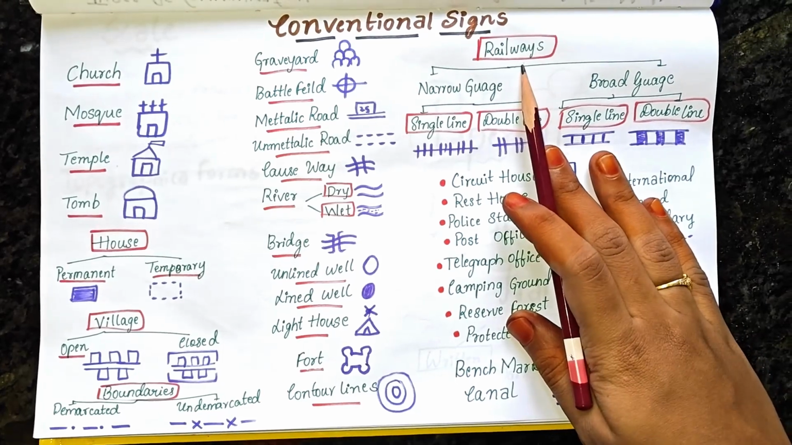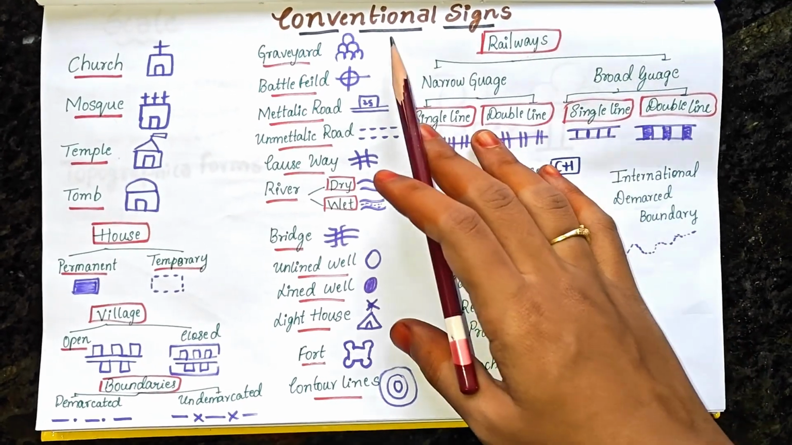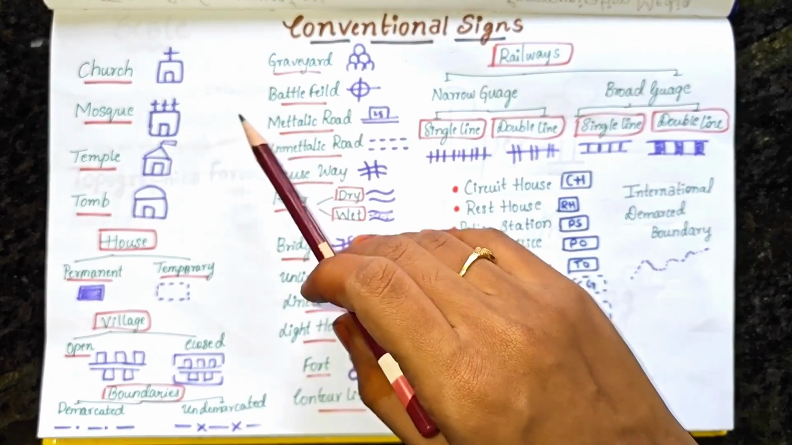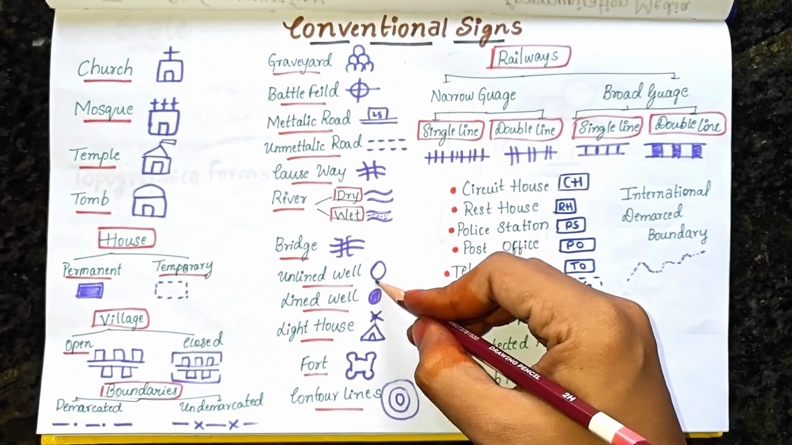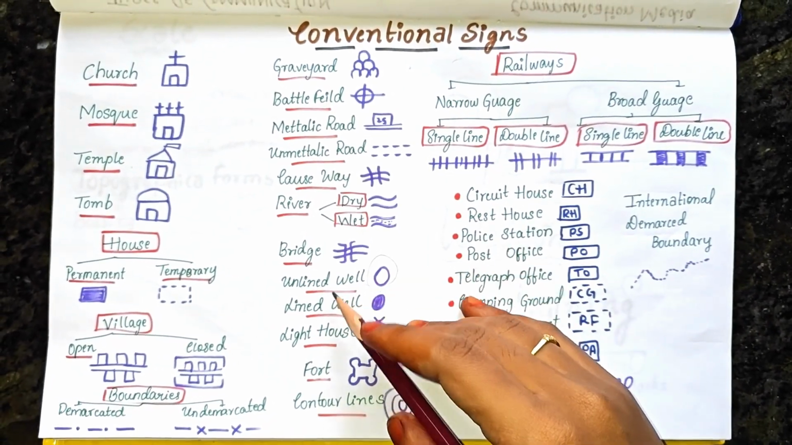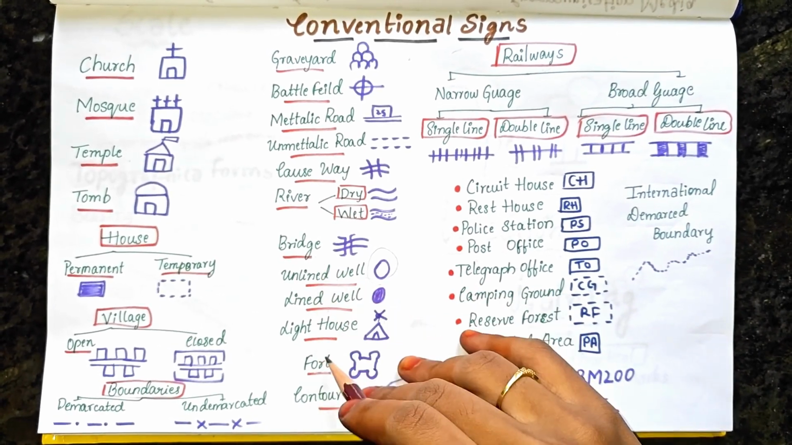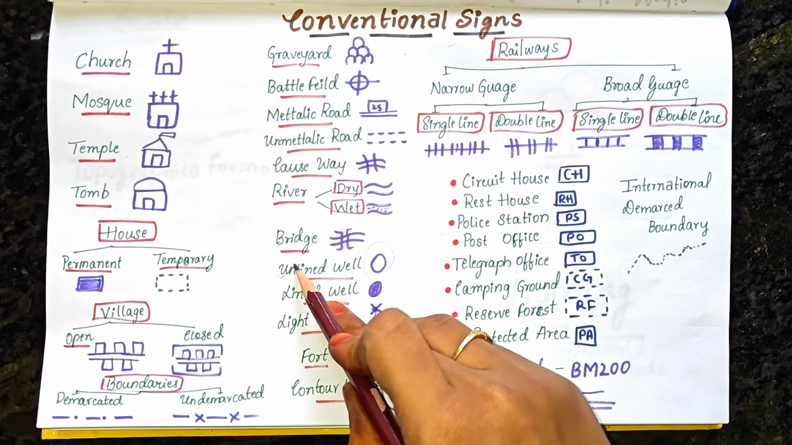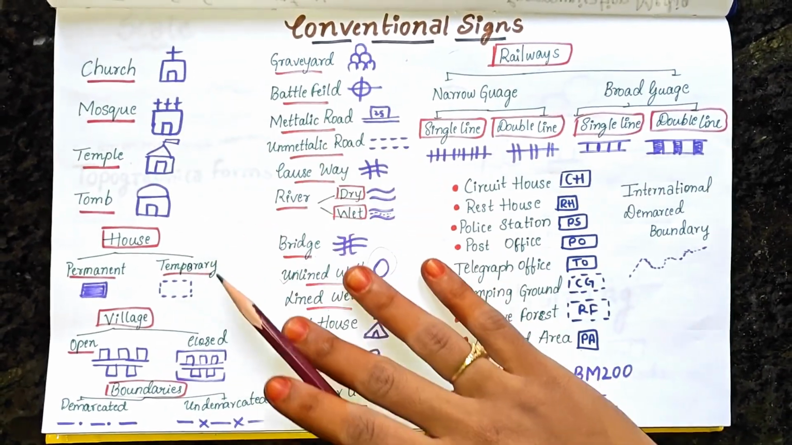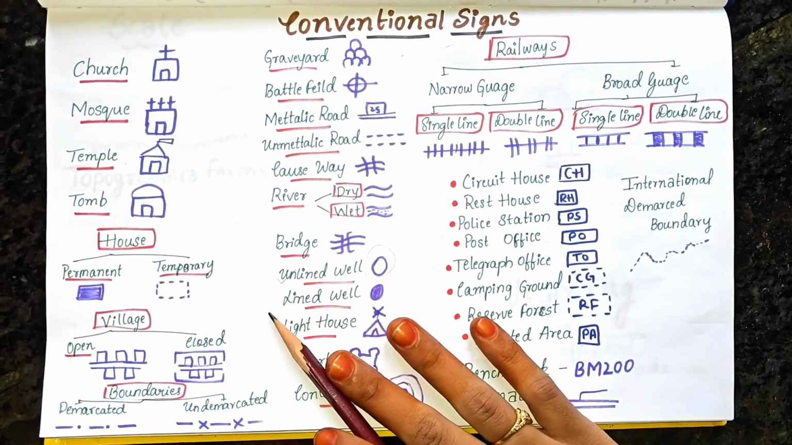So here is one of the important topics of map reading, that is the conventional signs. You will be given one of these signs like this. You will be given four options: lined well, unlined well, bridge and lighthouse. You have to tick the option unlined well. So let's see what are the conventional signs, some of the important conventional signs.